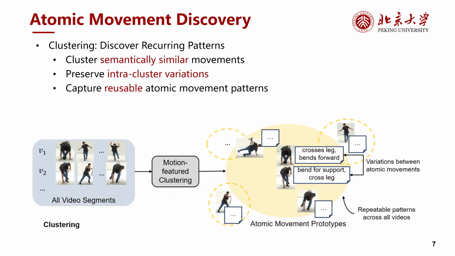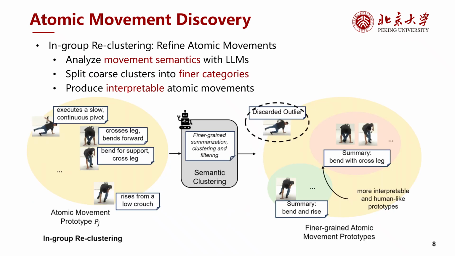Next, we cluster semantically similar segments. A cluster captures one reusable movement pattern while retaining natural variations in style, range, and duration. However, visual clustering alone can still mix different actions. We therefore use an LLM to analyze movement descriptions and split coarse groups into finer semantic categories, producing more interpretable atomic movements.